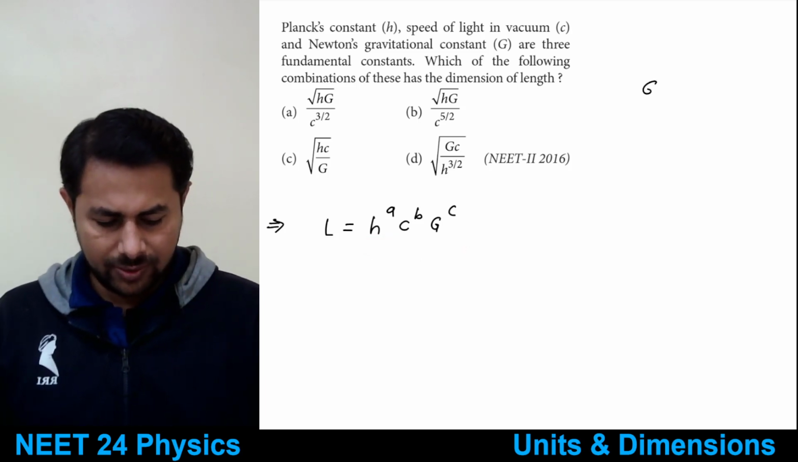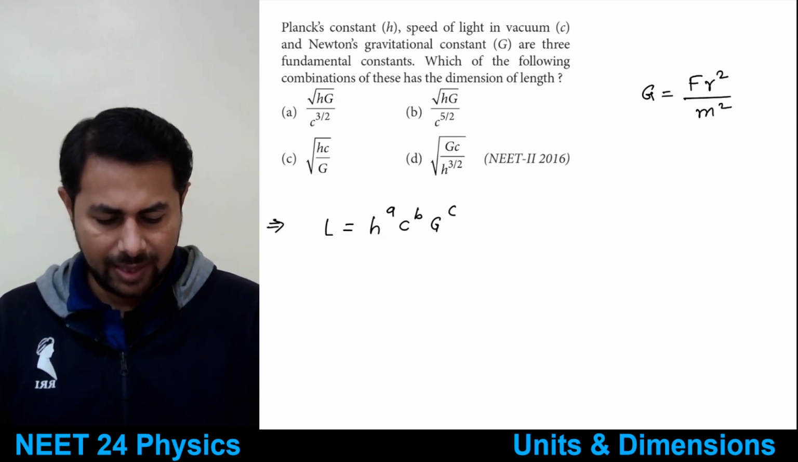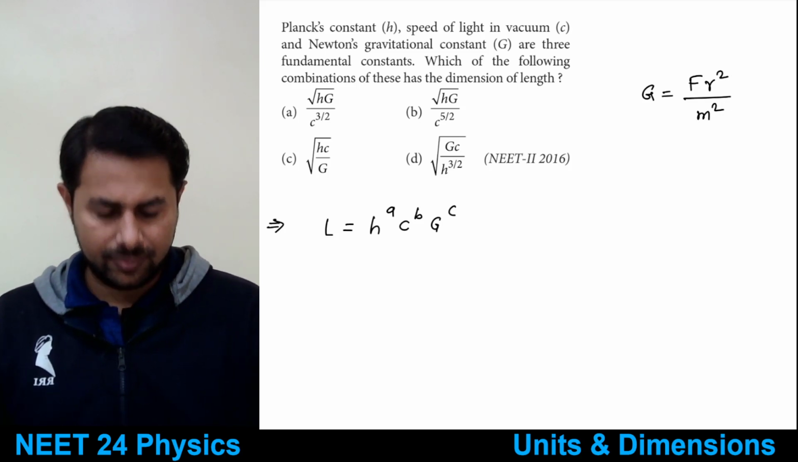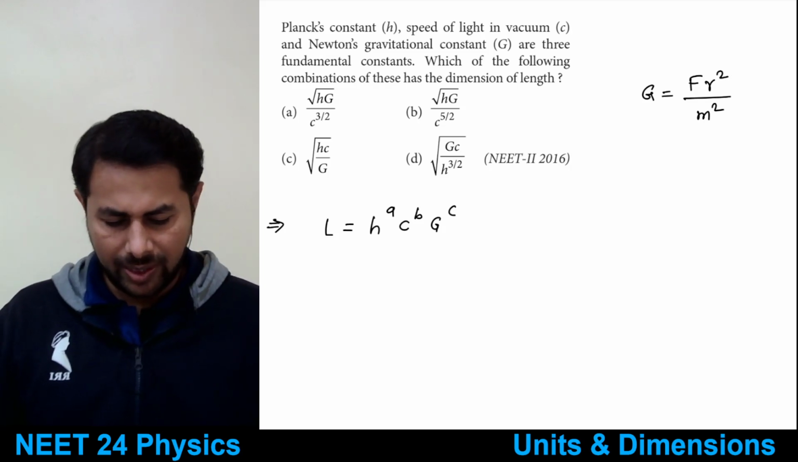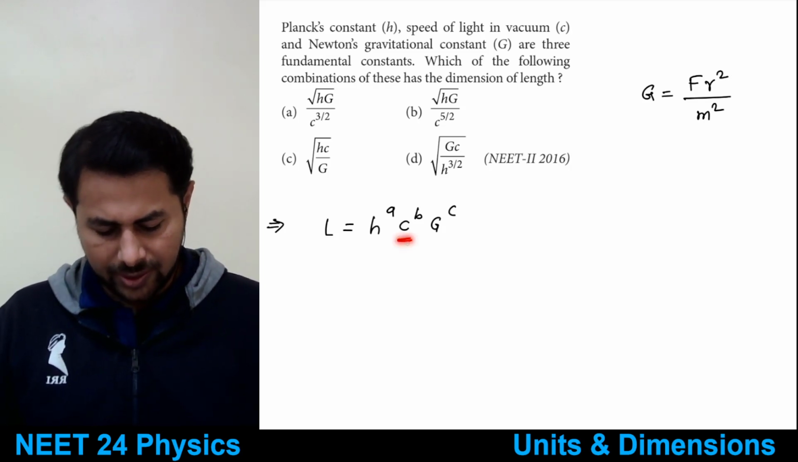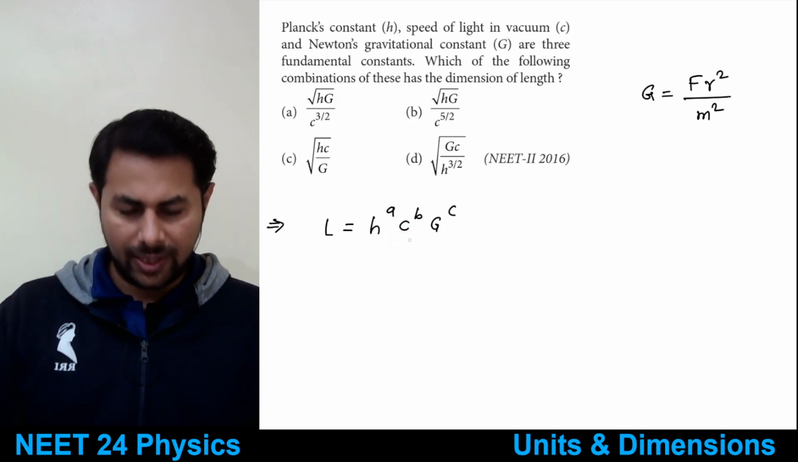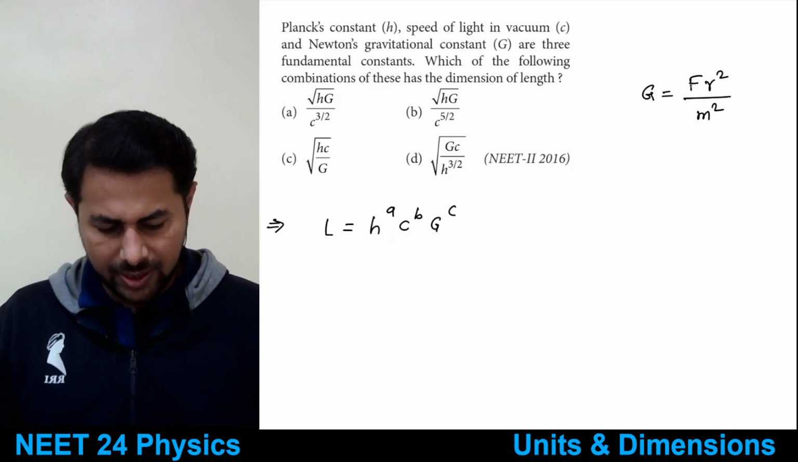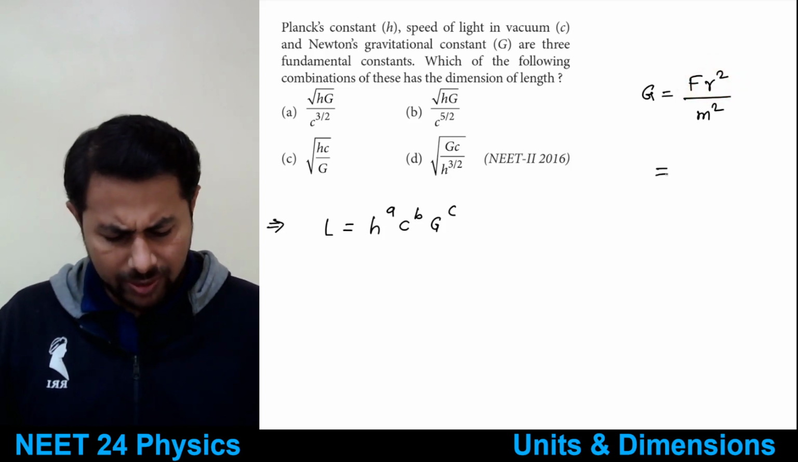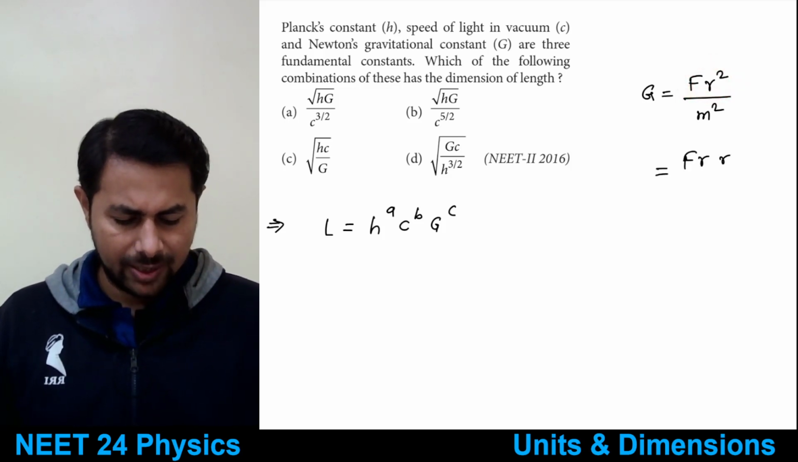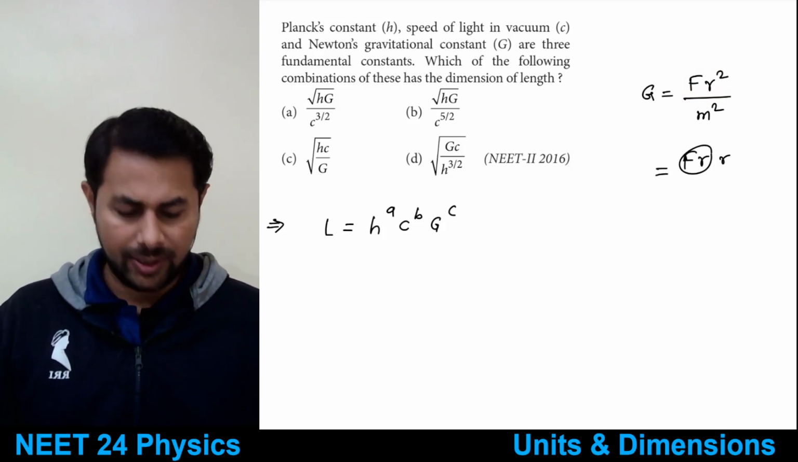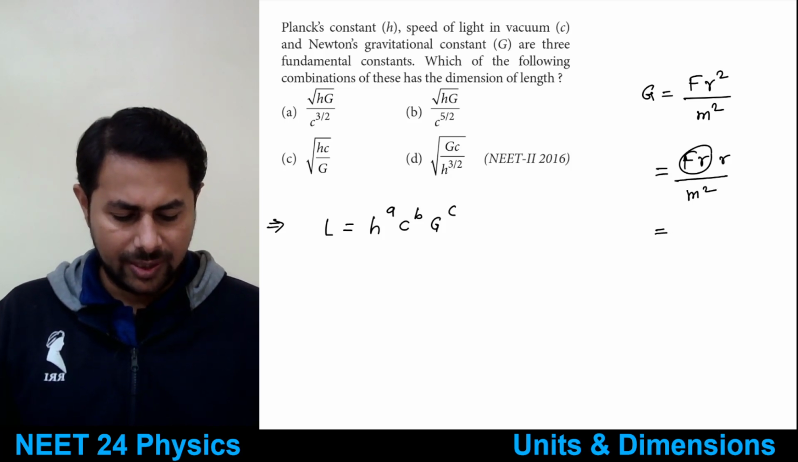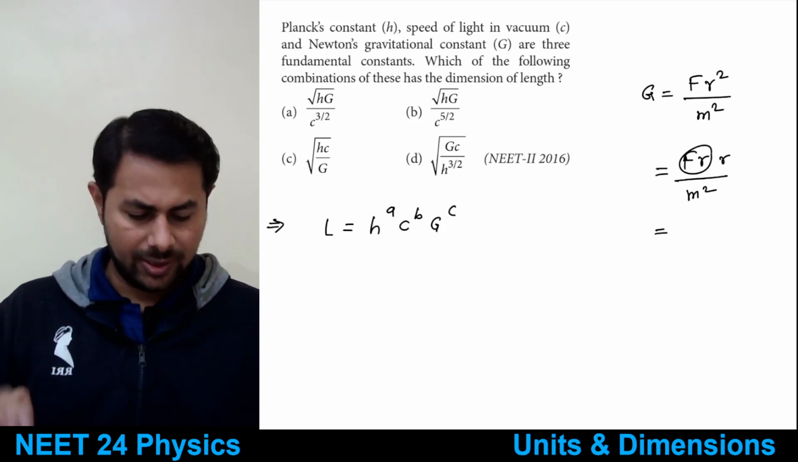So what we should do is we can write g as, we know, F r square divided by m square, right? G can be written as F r square by m square. But do we have F here? We don't have F. So that means what we can do is, c is the velocity, right? So we can represent this thing in terms of velocity. So what I will do is, it is F r into r, and what is F r? It's energy. Force into displacement is energy, divided by m square.